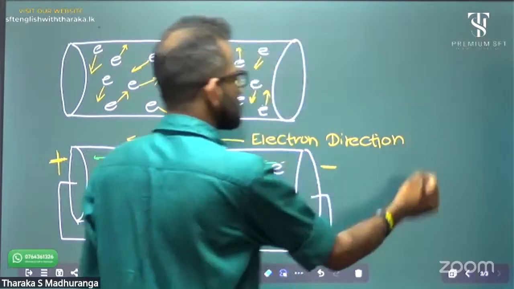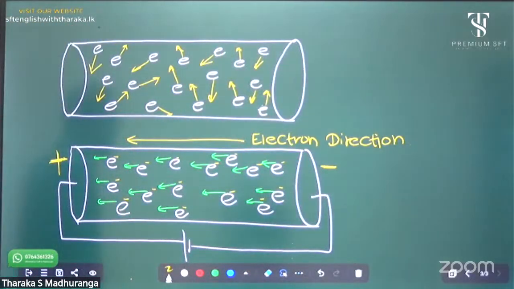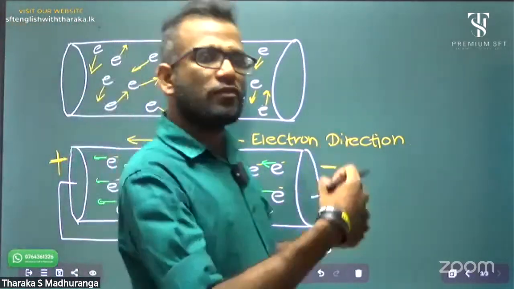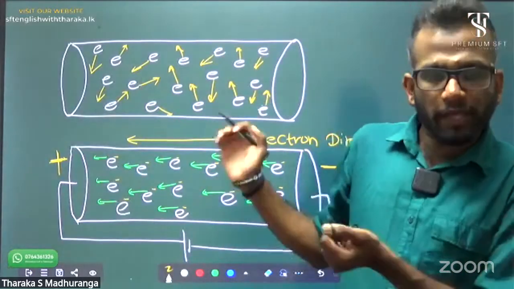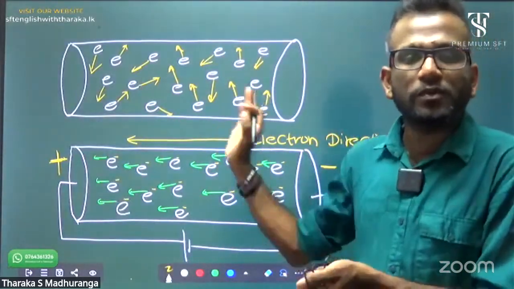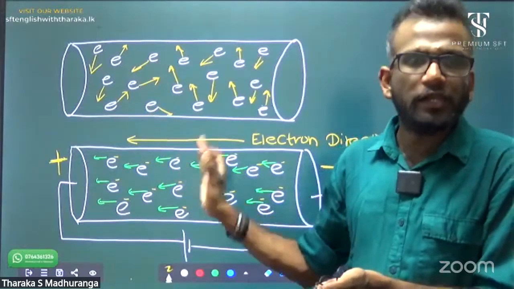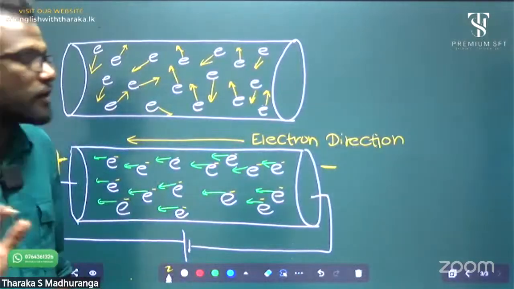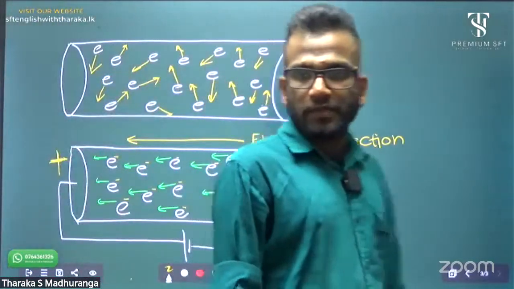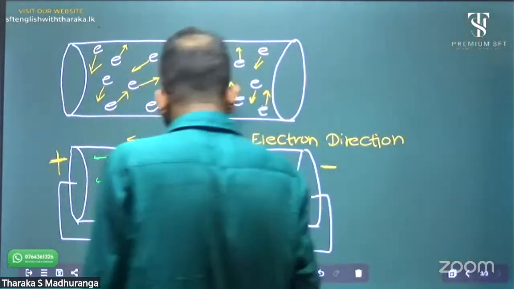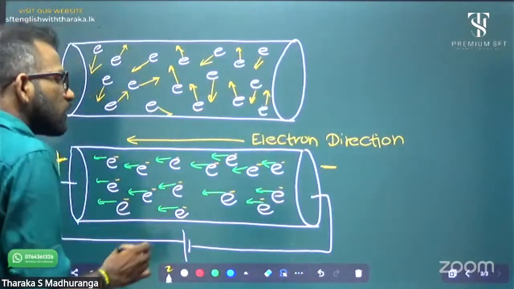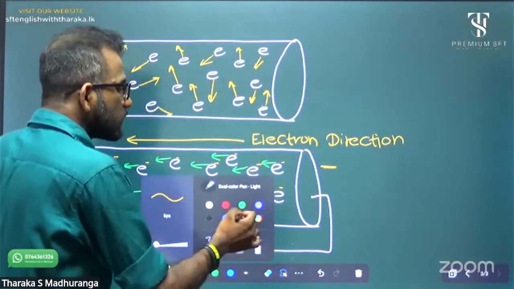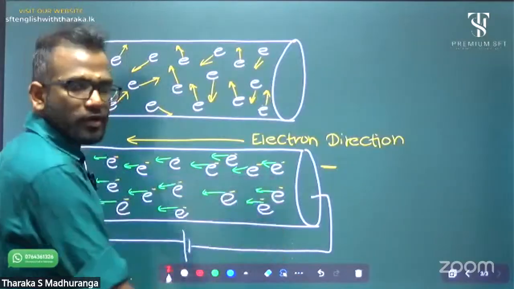That is what we call the electron direction. Electrons always transfer from negative charge to positive charge, negative to positive. Is it the electric current direction? No, it is not the electric current direction. Always remember, electric current is formed in the opposite direction of the electron direction.